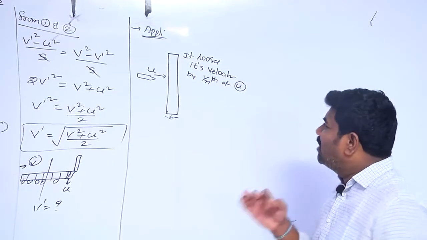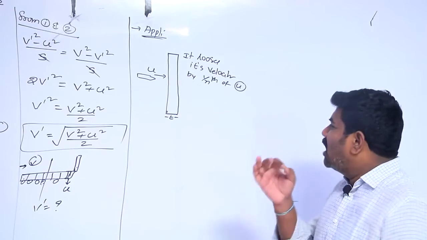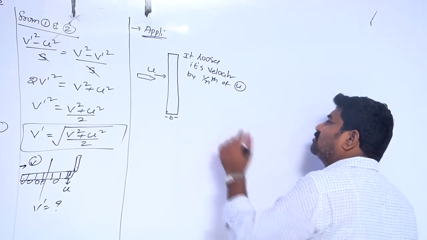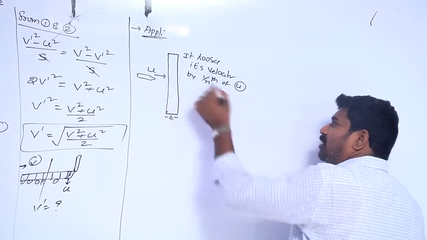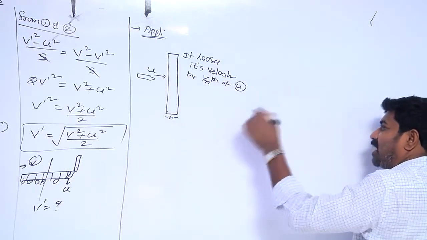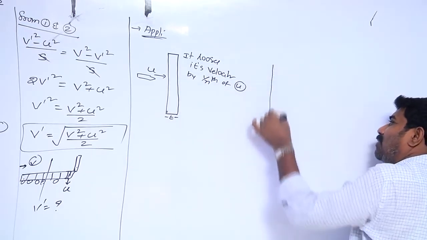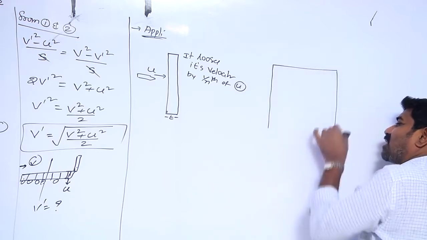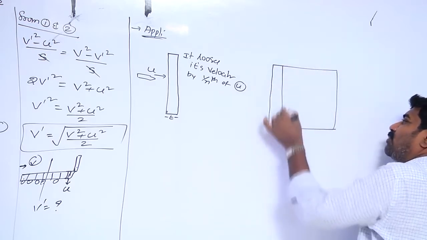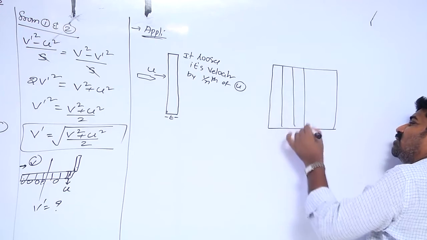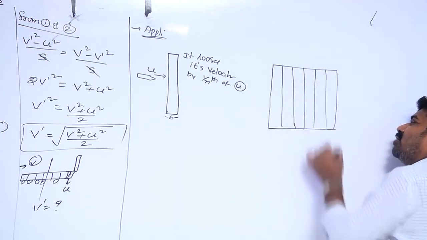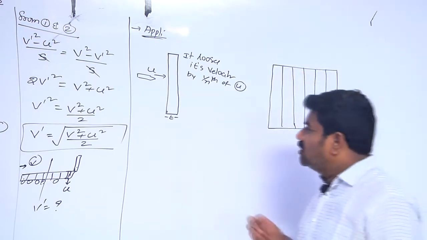It loses its velocity by 1 by nth of initial velocity. Here, what is 1 by nth of initial velocity? Then how many such planks are required to stop the bullet? What is the application here?